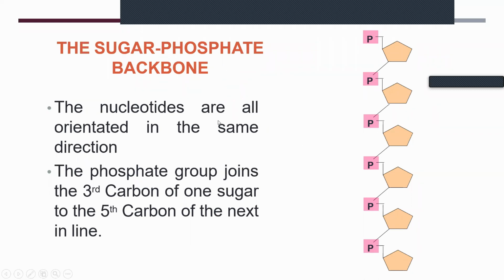Okay, sugar phosphate backbone. And the important thing to remember is that they are all oriented in the same direction, which means फॉस्फेट फॉस्फेट फॉस्फेट सब एक साइड पे है और नाइट्रोजनस बेस सारे दूसरे साइड पे है। तो फॉस्फेट नाइट्रोजनस बेस के साथ नहीं ज्वाइन करेगा, फॉस्फेट फॉस्फेट के साथ ज्वाइन करेगा। That is one thing. Second thing is that the phosphate group will join the third carbon of one nucleotide and the fifth carbon of the next. Okay, I'll just show you in a minute. I'll explain what that means.